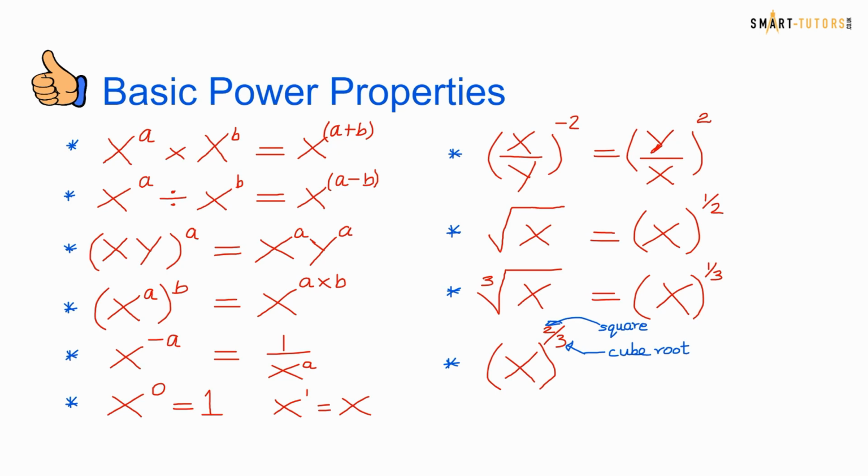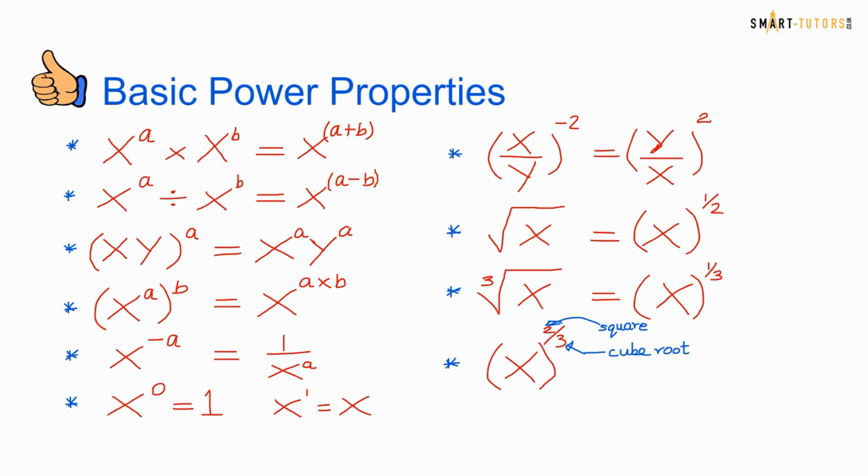First rule is x to the power a times x to the power b equals x to the power a plus b. So if there are the same base numbers, the powers can be added together when multiplying. The same rule applies for the second one. When dividing, the powers can be subtracted, a minus b. So when dividing, subtraction; when multiplying, addition.